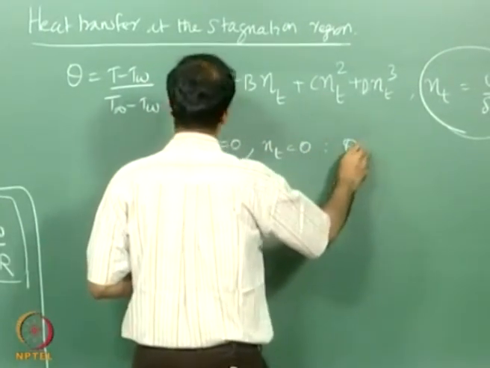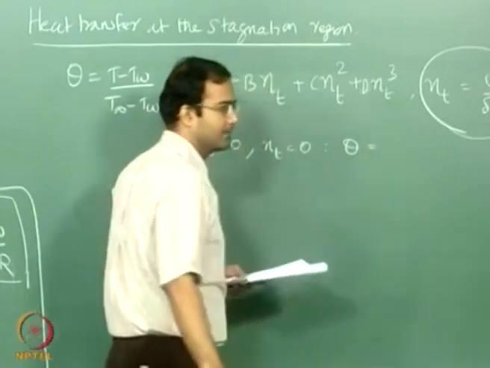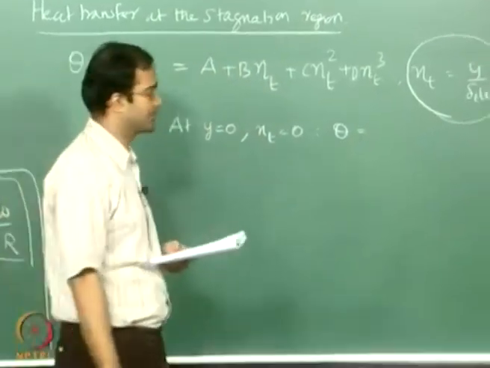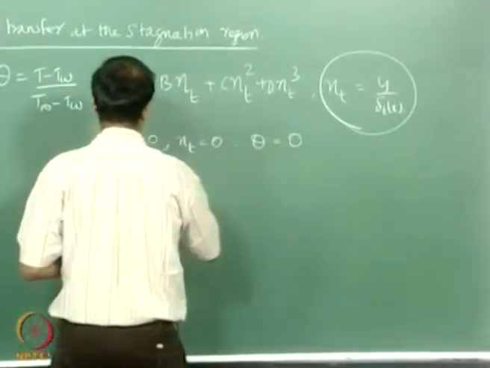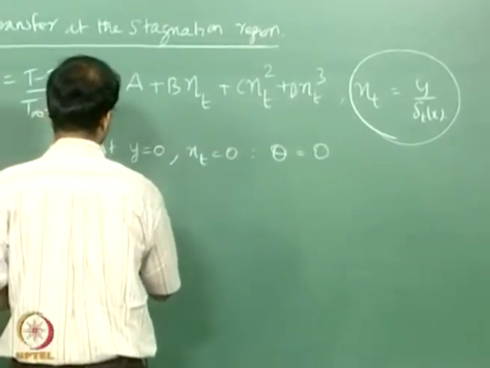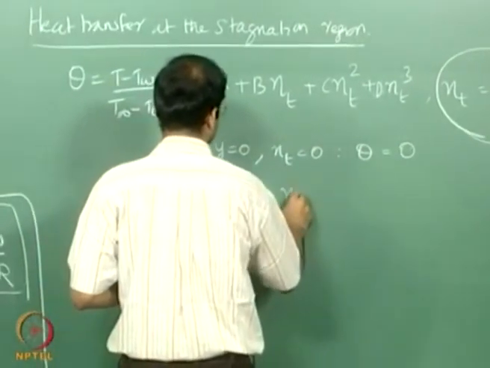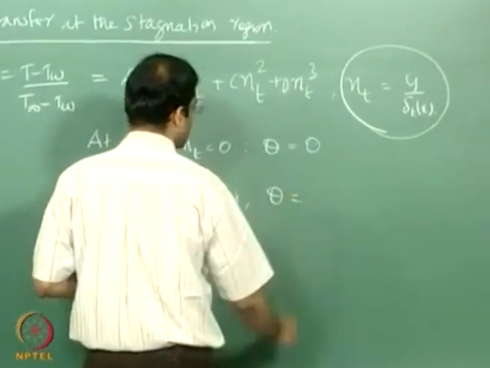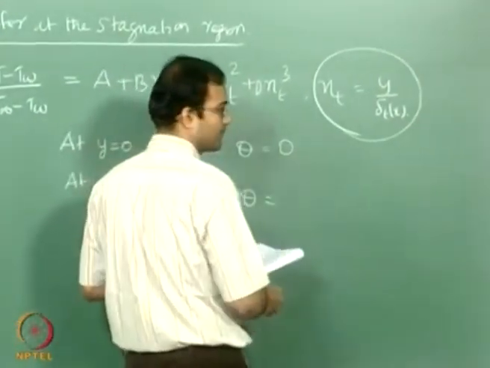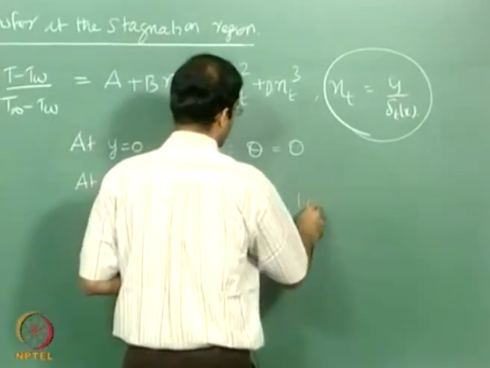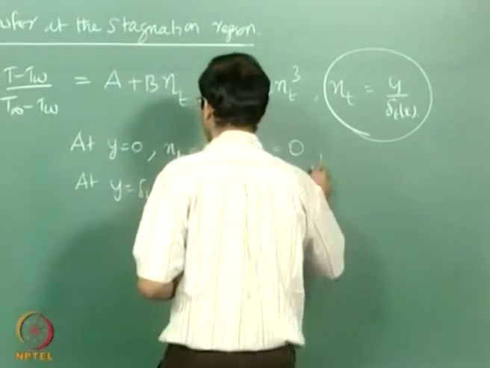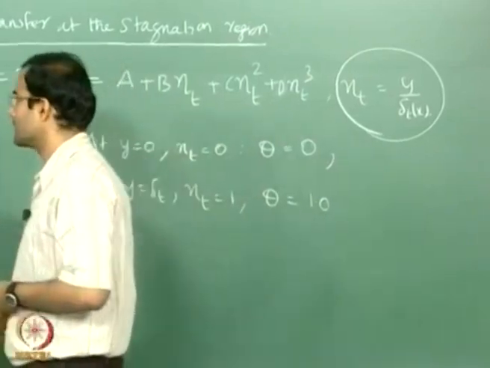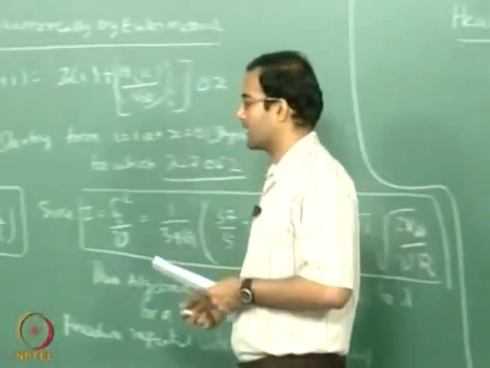So what should be the value of theta? It should be 0, and at y equal to delta t, corresponding to eta t equal to 1, theta should be 1, and even at y equal to 0.